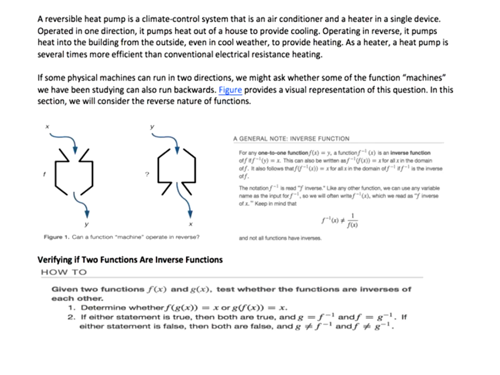Okay, so the first thing that you encounter in this section is just the idea of what it means to be an inverse function. So they give us an example from your textbook of a reversible heat pump, and it says, a reversible heat pump is a climate control system that is an air conditioner and a heater in a single device. Operated in one direction, it pumps heat out of the house to provide cooling, but in reverse, it pumps heat into the building from outside, even in cool weather, to provide heating. As a heater, a heat pump is several times more efficient than conventional. Okay, so that doesn't really matter.